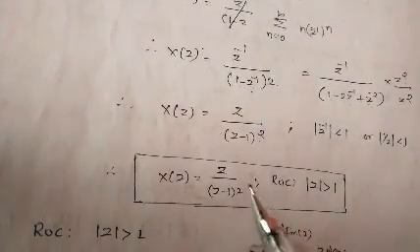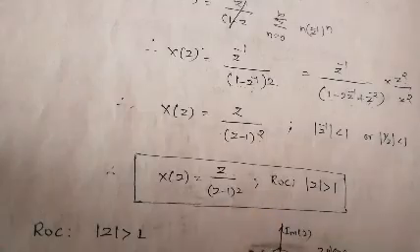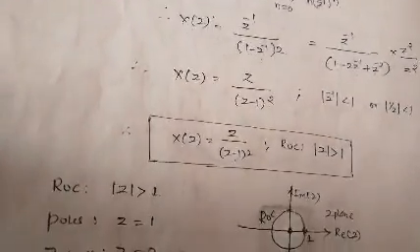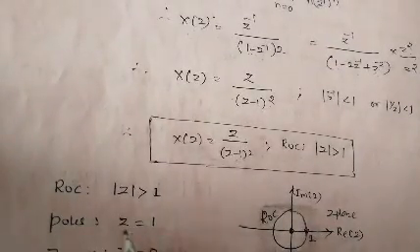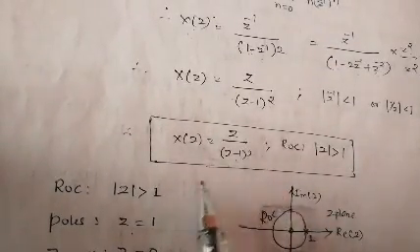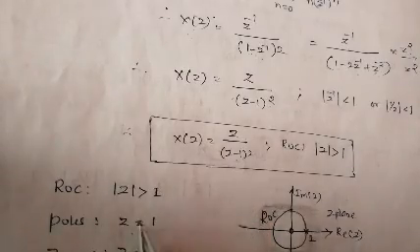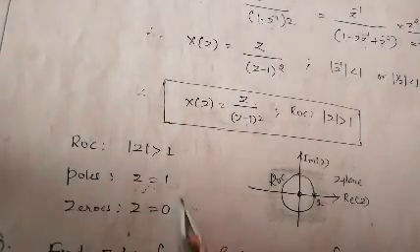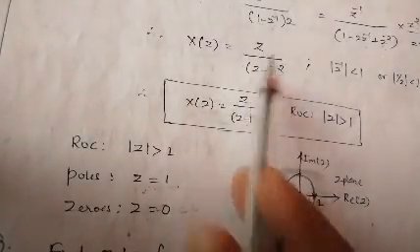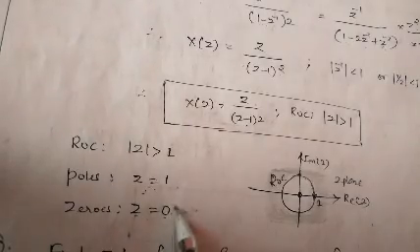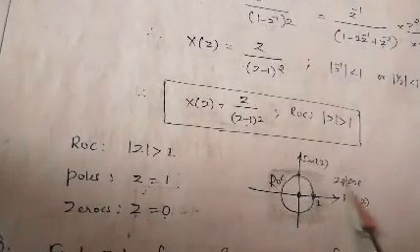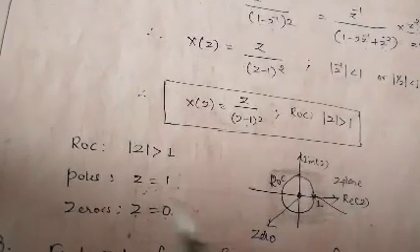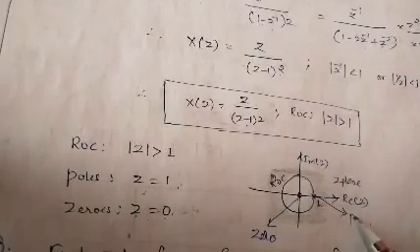As I told, equating the numerator polynomial gives the zeros, and equating the denominator polynomial gives the poles of the system. First find the poles and zeros. Poles: z minus 1 whole square equal to 0, hence z minus 1 equal to 0, hence z equal to 1. We get only one pole, that pole is at z equal to 1. Similarly equate the numerator, that is z equal to 0, so only one zero. We are getting one zero and one pole. So this is the zero, and z equal to 1 is the pole.